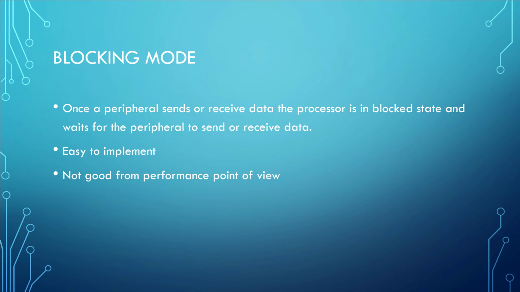and the third one is non-blocking interrupt with DMA. In the blocking mode, the processor is blocked until the peripheral has finished transmitting the data, so the processor cannot do anything else in the blocking mode. It's normally simple to implement, but it's not good in terms of performance.